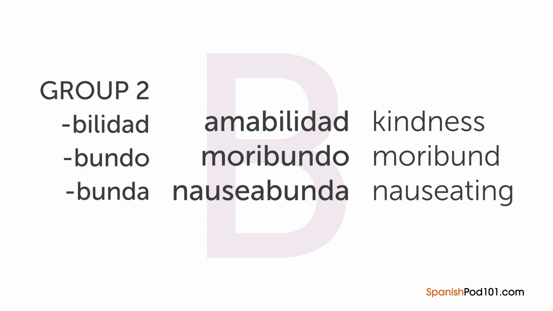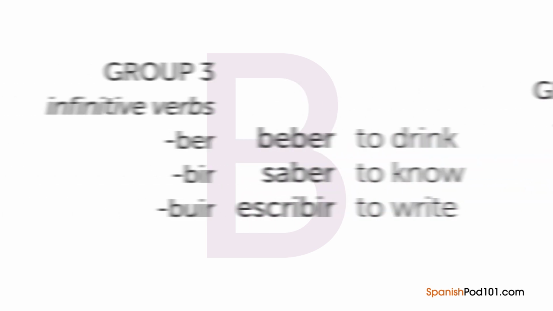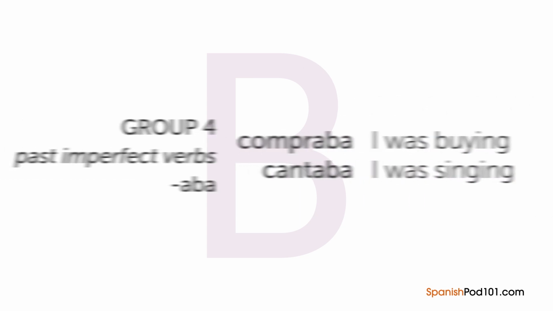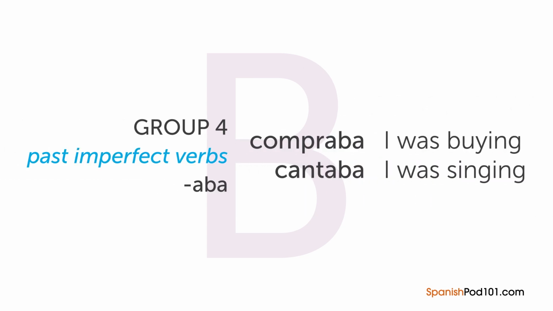Second, all the words that end in bilidad, bundo or bunda. For example, amabilidad, kindness, moribundo, moribund, and nauseabunda, nauseating. Third, all the verbs whose infinitive forms end with ber, bir, and buir. For example, beber, to drink, saber, to know, and escribir, to write. Fourth and last, all of the past imperfect verbs whose first conjugation ends in aba. For example, compraba, I was buying, or cantaba, I was singing.